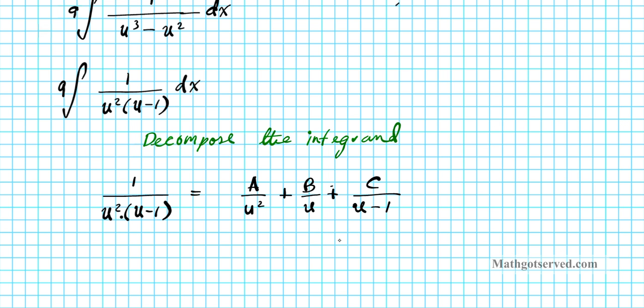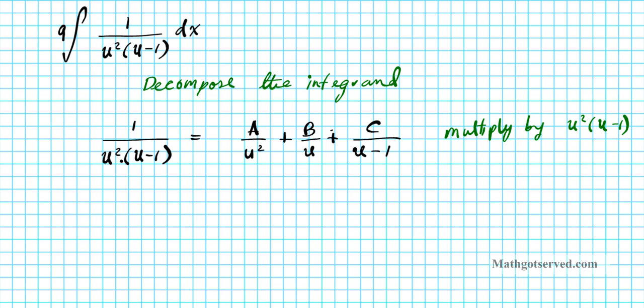Okay, so now what we're going to do next is multiply both sides by the LCD. The LCD is u squared times u minus 1. So you basically multiply by u squared times u minus 1, both sides. So let's go ahead and do that. So if I multiply this side by u squared times u minus 1, and this entire piece right here, I'll multiply the numerator by u squared times u minus 1.